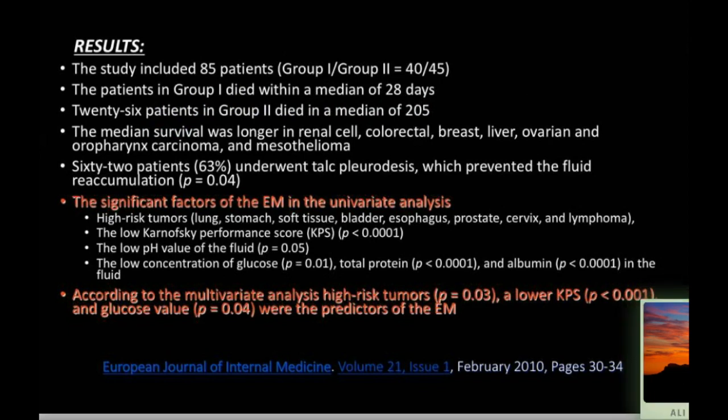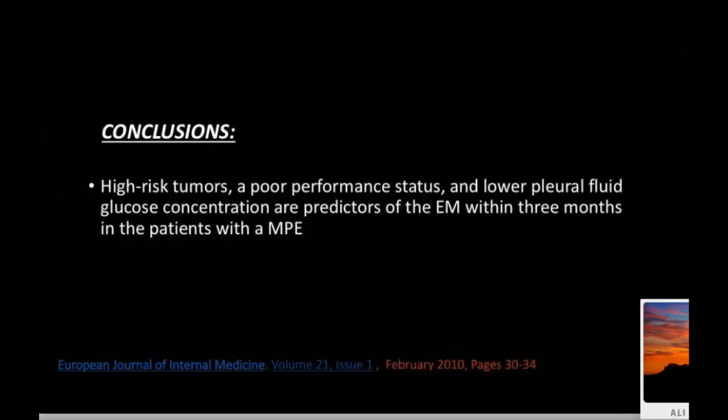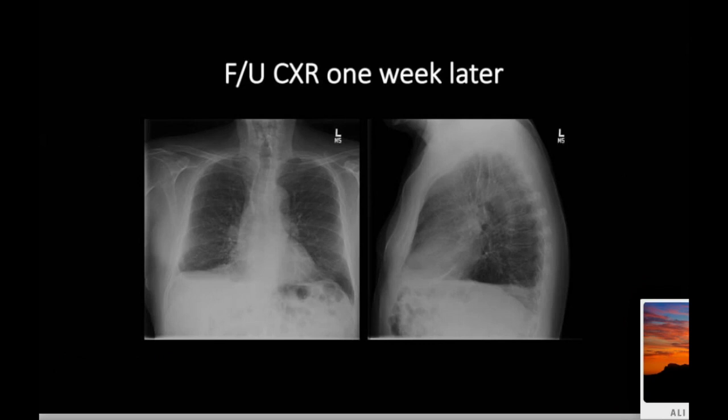Basically, it makes a huge difference in how you deal with this. So bottom line is, high-risk tumors, poor performance status, and lower pleural fluid glucose are the predictors of early mortality in patients. So these are the things to look out for and then manage patients accordingly.